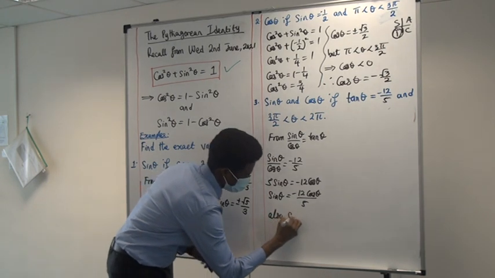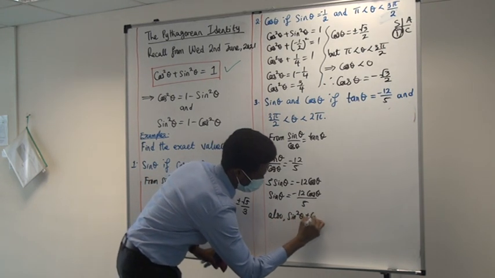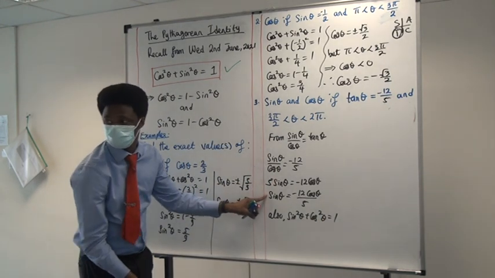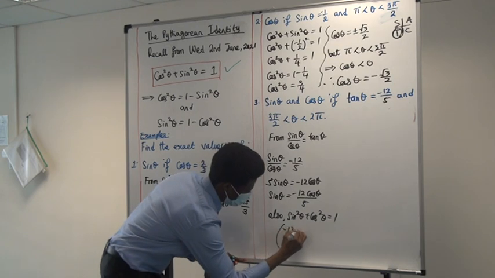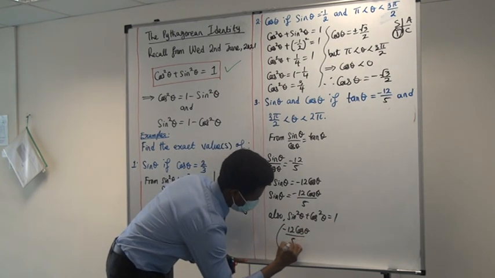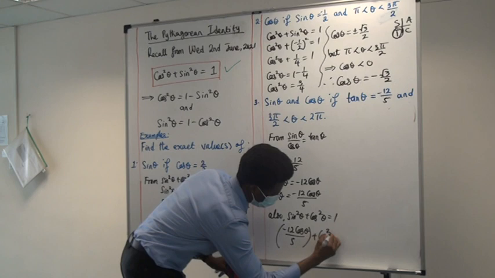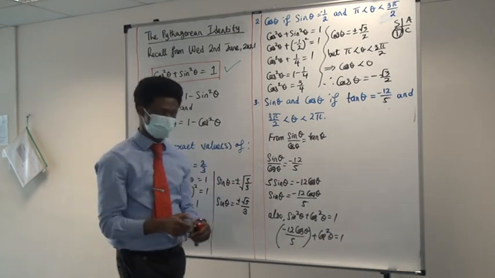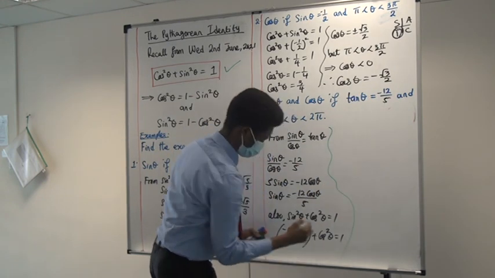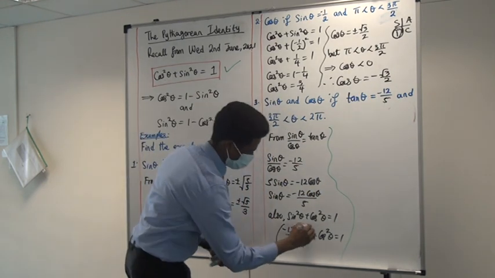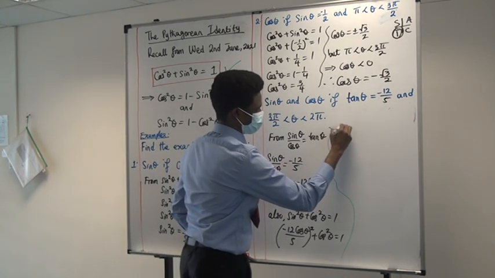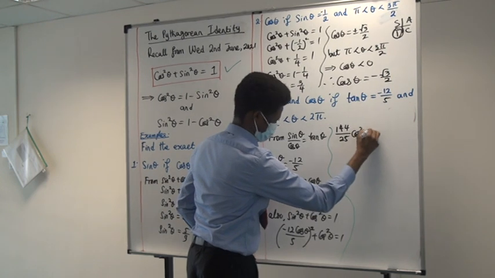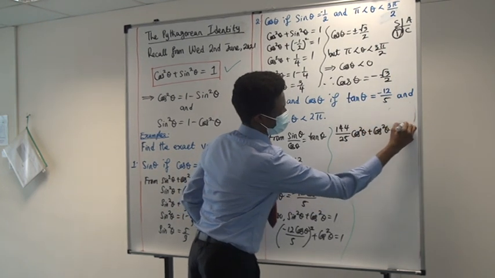Also, we know that sine squared plus cos squared is equal to what? 1. You have your sine, minus 12 cos theta over 5, and you have another cos squared. The idea is to have one variable now. So you get 144 over 25 cos squared, plus another 1 cos squared, is equal to 1.